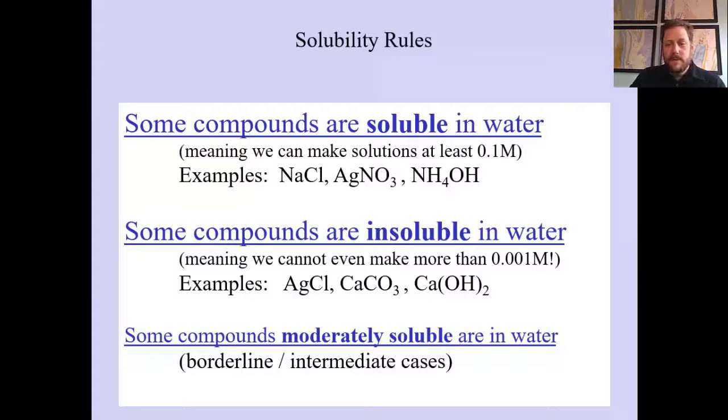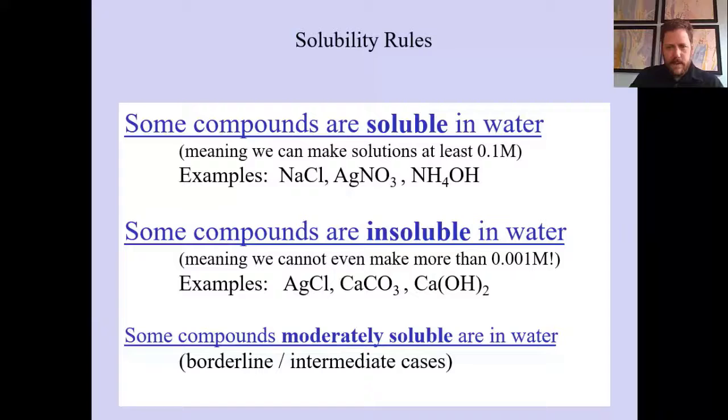Some compounds are soluble in water, and that means we can make solutions that are at least 0.1 molar. Examples are sodium chloride, silver nitrate, ammonium hydroxide. These are all highly soluble in water, and that's because the ion-dipole interactions between these ions and water molecules are strong enough to disrupt the ionic bond. Some compounds are insoluble in water, meaning we can't even make solutions that are more than 0.001 molar. Examples would be silver chloride, calcium carbonate, which is chalk, or calcium hydroxide. In cases where an ionic compound is insoluble in water, the ionic bond is too strong to be disrupted by the ion-dipole interactions between its ions and water.